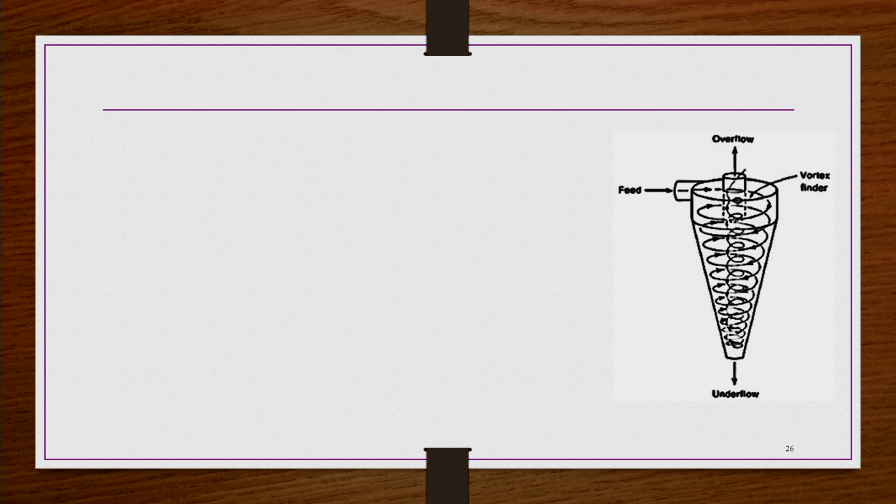So, pictorially if you see, these are also kind of the same as the cyclone separator, they have a kind of conical column like this.